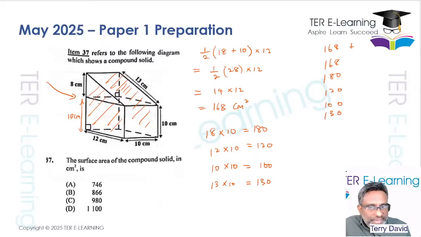All right, so let's see how many faces that should have been. 1, 2, 3, 4, 5, 6. So we just need to add this up here and hopefully we get one of those answers. So that's 168 plus 168 plus 180 plus 120 plus 230, and I'm getting 866 cm squared.